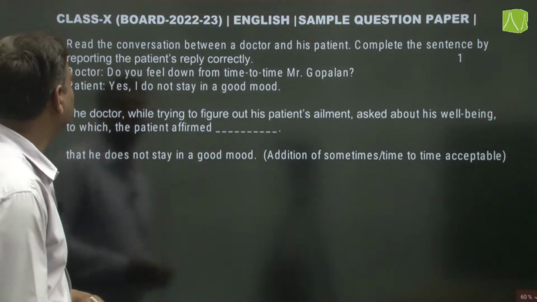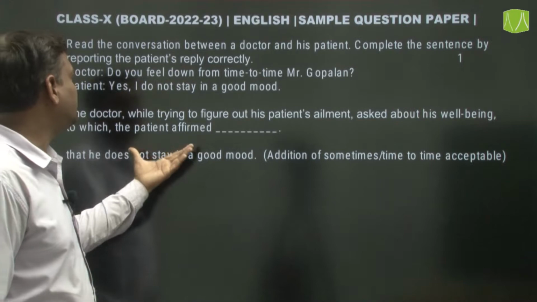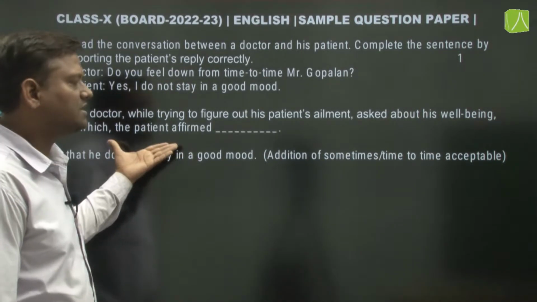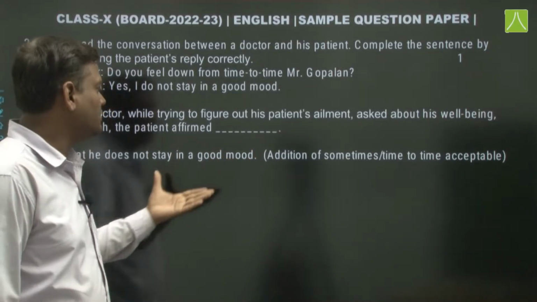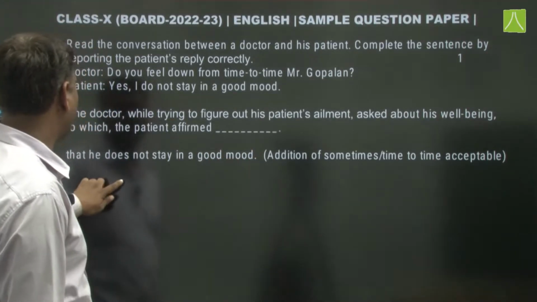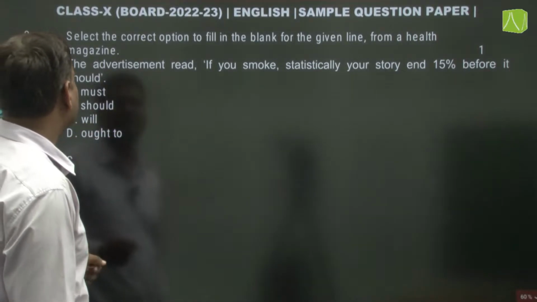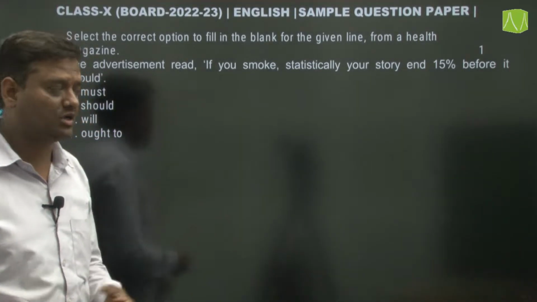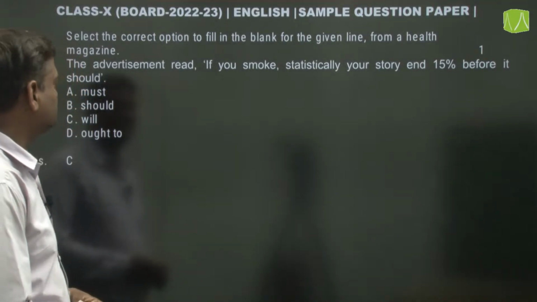Like here is a short conversation between two people, and you have to complete the dialogue. This question is related to reported speech, this question is related to dialogue. Like here you have to find out the correct modal verb.